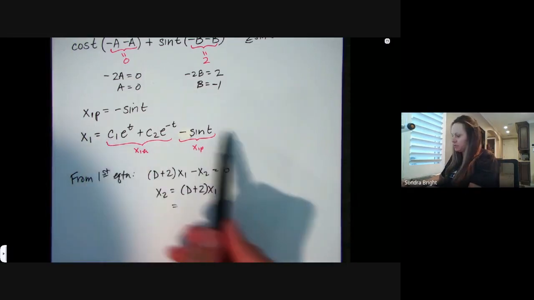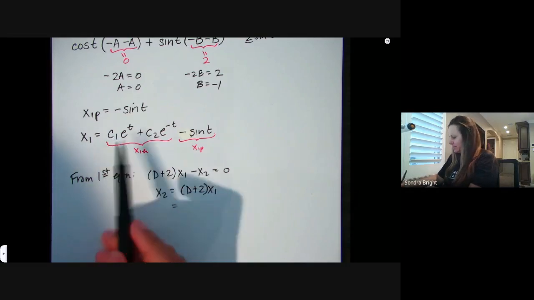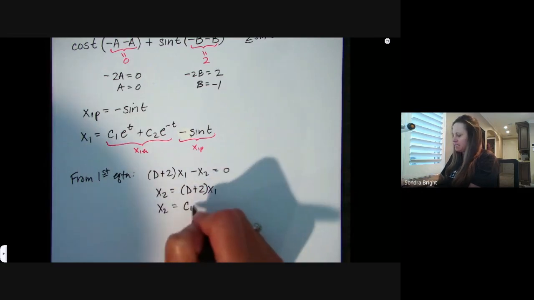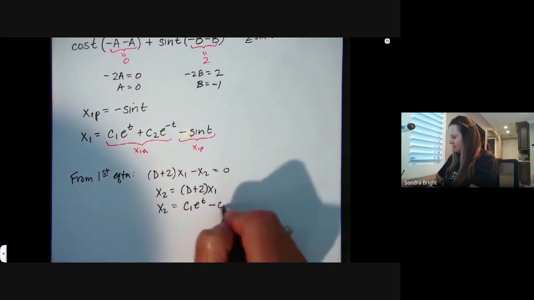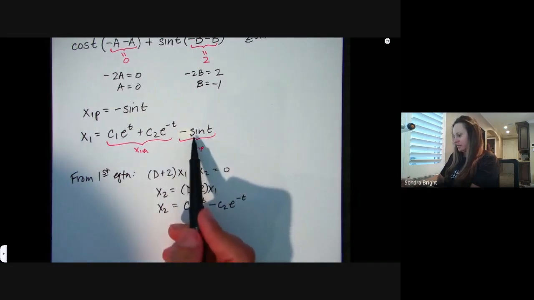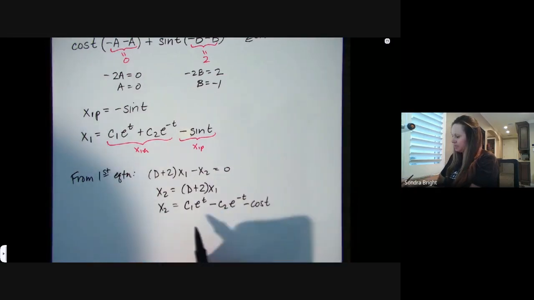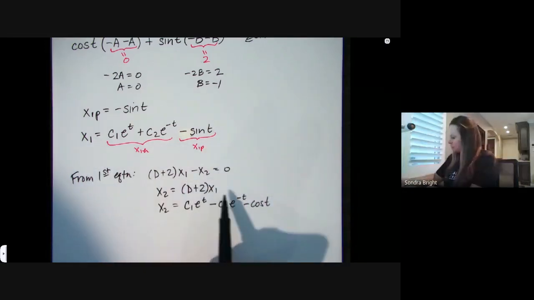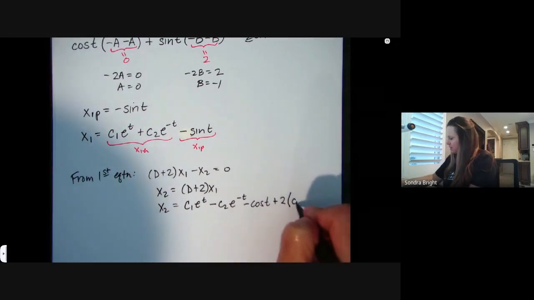Here's x1. I'm going to take the derivative. What's the derivative of c1 e to the t? Well, it's c1 e to the t. Derivative of c2 e to the negative t, that's a negative c2 e to the negative t. And then the derivative of sine is cosine, but you're subtracting it, so it's a minus cosine of t. So that's the first derivative of x1. And then you've got a plus 2 times x1.